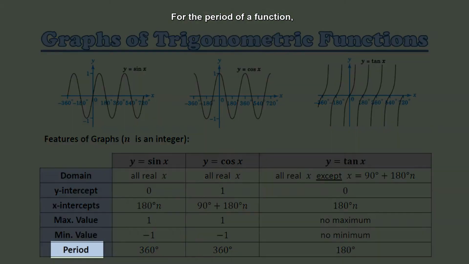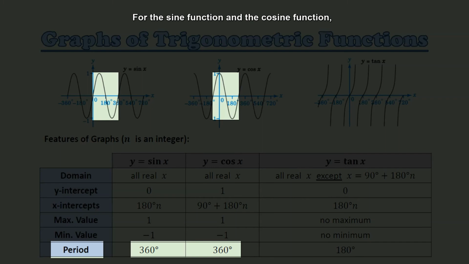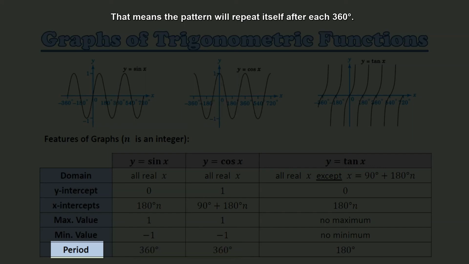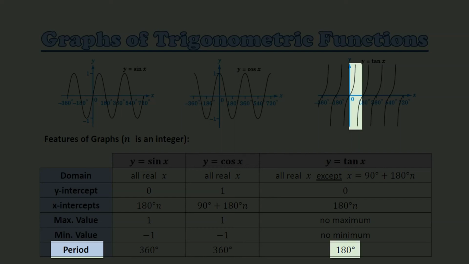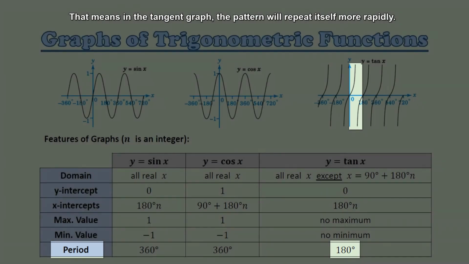For the period of a function, it means a minimum duration of x after which the pattern of the graph will repeat itself. For the sine function and the cosine function, they have the same period of 360 degrees. That means the pattern will repeat itself after each 360 degrees. On the other hand, for the tangent function, the period is shorter. It is just half of the period of the sine function or the cosine function. That means in the tangent graph, the pattern will repeat itself more rapidly.